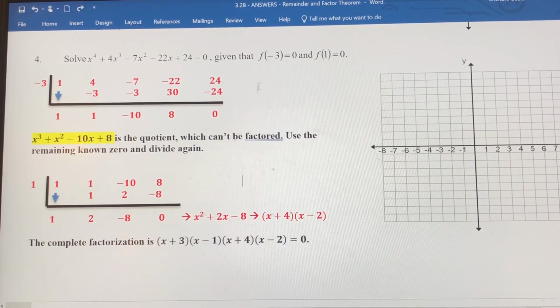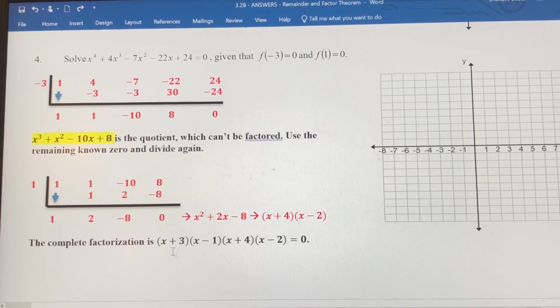This 0 of negative 3 gives me a factor of x plus 3. This 0 of positive 1 gives me a factor of x minus 1. And then I got these two factors from going through the two synthetic division parts here. So x plus 4 is my third factor, x minus 2 is my last factor.